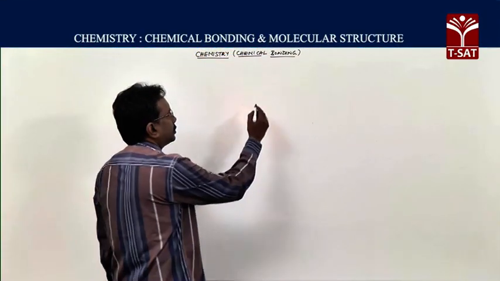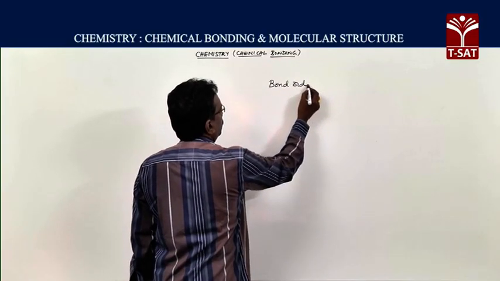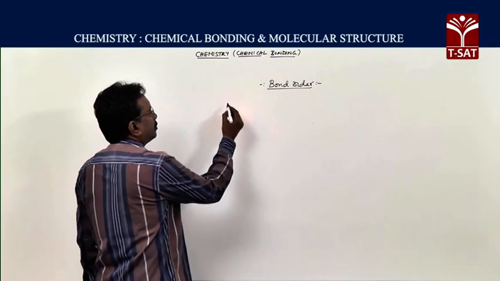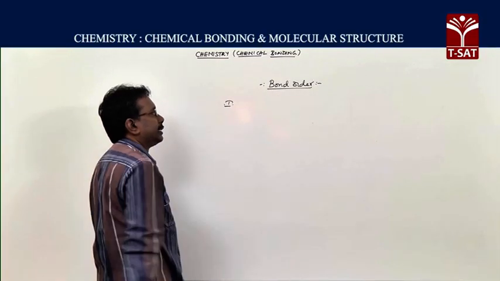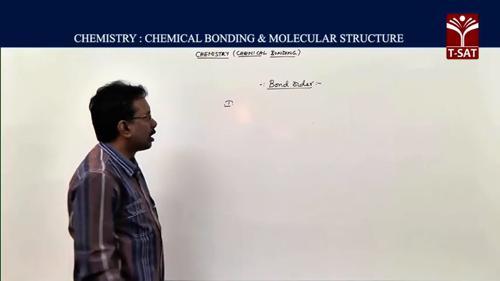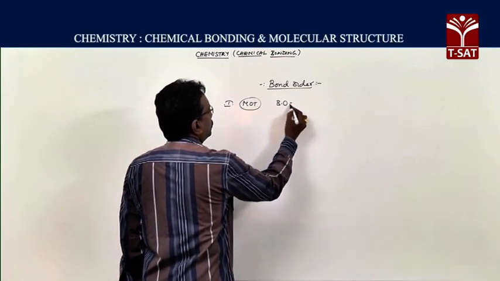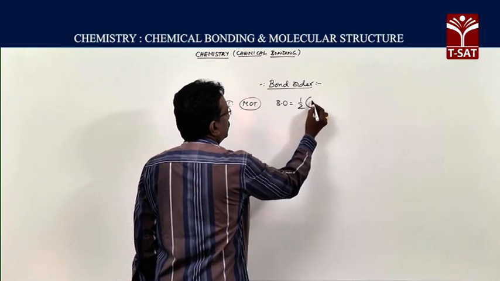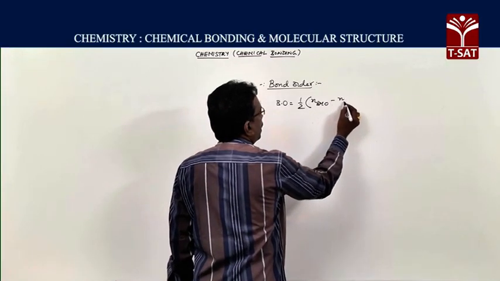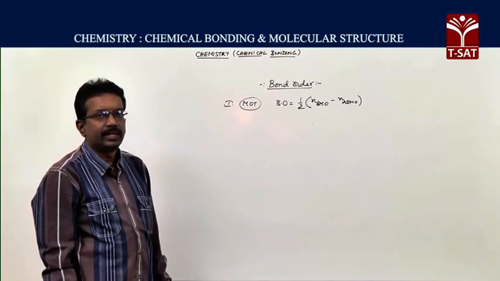Now, let us move to another bond parameter, that is bond order. Just now we observed in molecular orbital theory: according to MOT, bond order is equal to half of the number of electrons in bonding molecular orbitals minus the number of electrons in anti-bonding molecular orbitals. This is one method of calculating bond order.